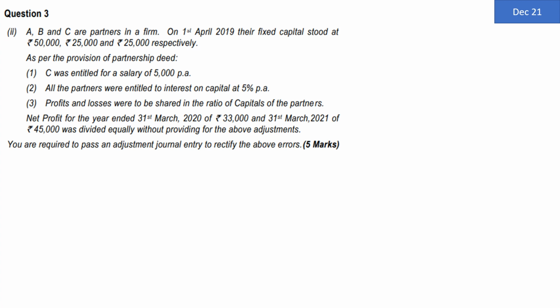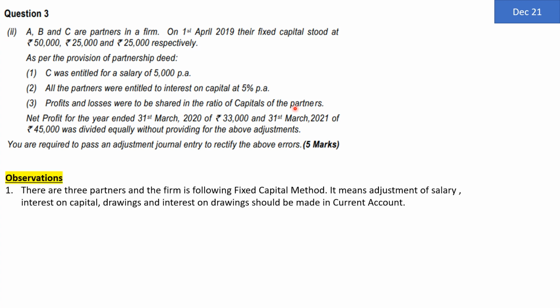Sir, how did you understand equally? Because it is mentioned in the last part of the problem that the profit was divided equally without providing for the above adjustments, and it should have been divided in the ratio of capital. So let us consider the observations. The first observation is that there are 3 partners and the firm is following the fixed capital method. It means the adjustment of salary, interest on capital, drawings, interest on drawings, all of them should be made in the current account, not in the capital account.